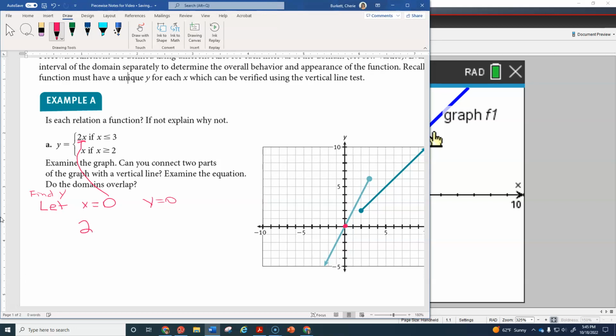So algebraically, I'm going to calculate my y by saying 2 times 0. And that's where I calculate y to be 0. So graphically, I can see that when x is 0, y is 0. And algebraically, I can see when I plug in 0 for x, I get a value of y that's 0. So let's do another one.